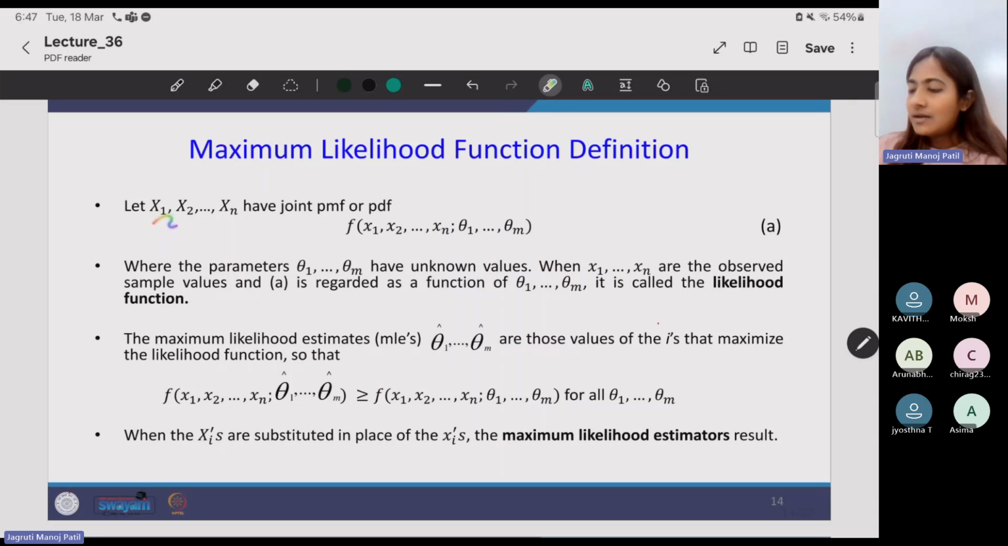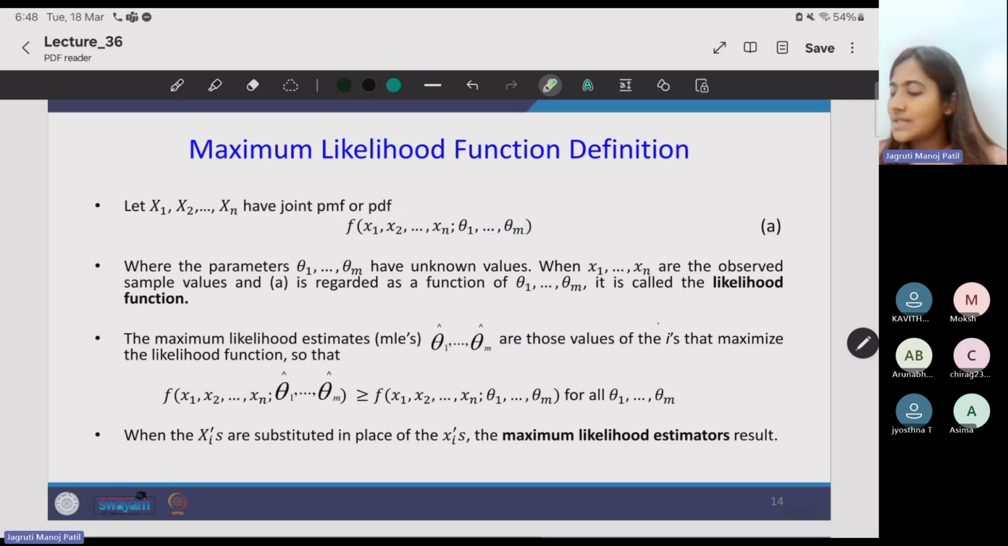Now let's say this particular sample data has a joint PMF or PDF. Let's say we determine that function, and we write it as f of x1, x2, x3, up to xn, and these are some terms that we have. Now let's say all these parameters have some unknown values. These are the values for which the function will be maximized with respect to the observed data. Now these are our observed sample values. These are some unknown values that we don't know and we don't even want to know for now. So this particular function, we call the likelihood function.